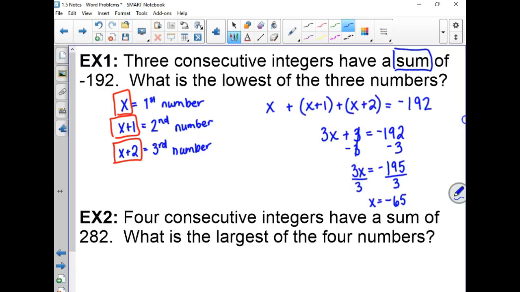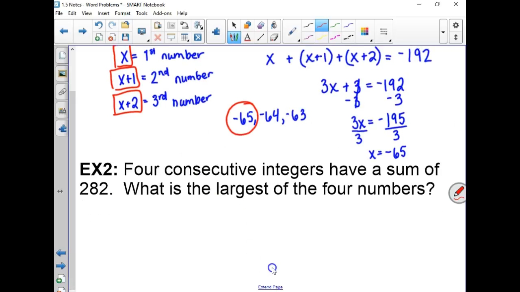Okay, so negative 65 is our first number. The three numbers that we have here would be negative 65, the next number would be negative 64, and then the next would be negative 63. We can check that this is correct by adding those three numbers together. When you do, you will get negative 192. Now the question asks us for the lowest of the three numbers. So the lowest of those three numbers is negative 65. So that would be the answer to this question.